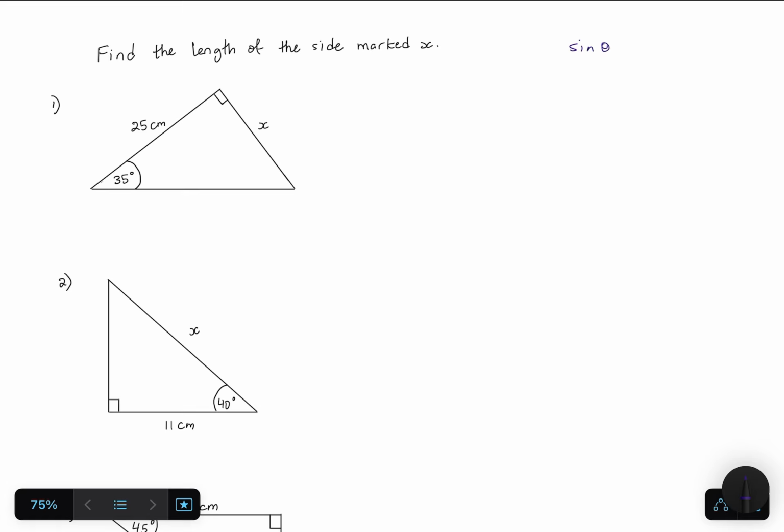The sine of an angle theta is given by the opposite over the hypotenuse. The cosine of an angle theta is given as the adjacent over the hypotenuse. And then finally, tangent. The tangent of an angle theta is the opposite over the adjacent side. So that's why the abbreviation is SOHCAHTOA, right?